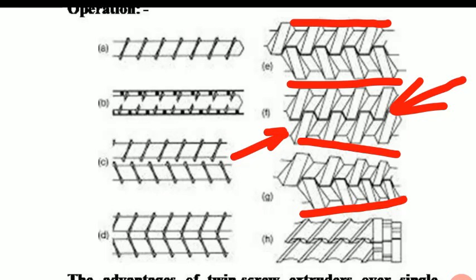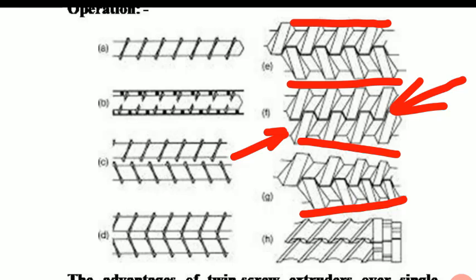So the mixing efficiency is excellent in twin screw extruder, and the shear is higher in single screw extruder, whereas in twin screw extruder, shear depends on the screw design. And self cleaning: in single screw extruder, there will be no self cleaning, but in twin screw extruder, partial or full self cleaning takes place. And the energy efficiency is lower in single screw extruder, whereas energy efficiency is higher in twin screw extruder.